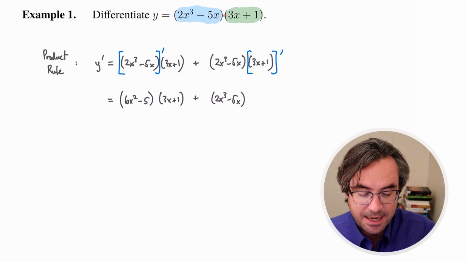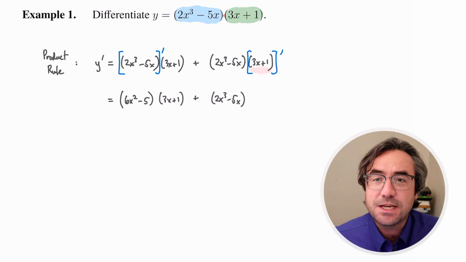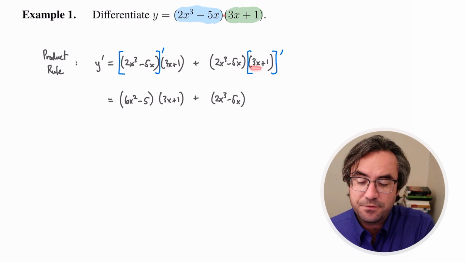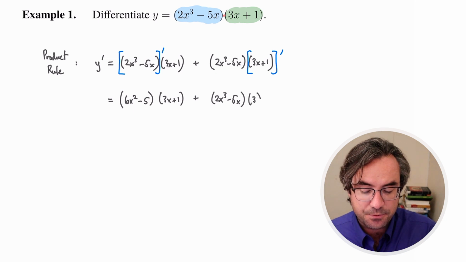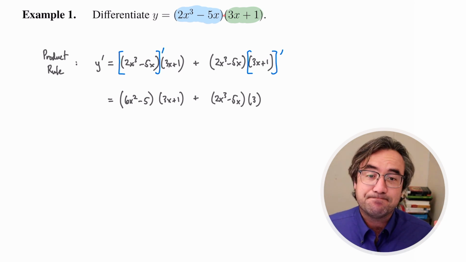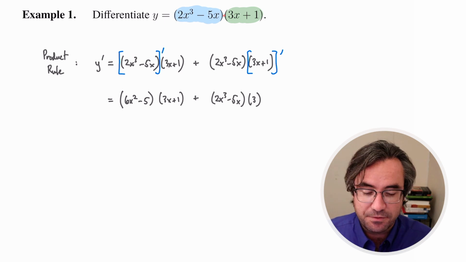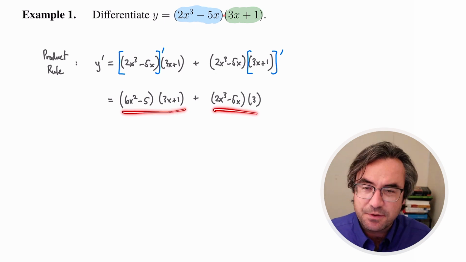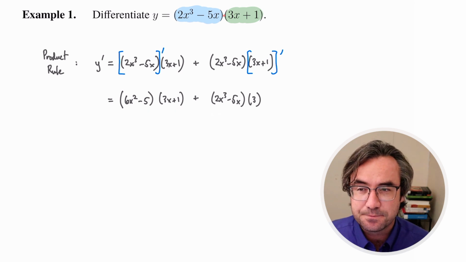So that stays the same. And then finally, we have to differentiate this 3x plus 1. Derivative of 3x plus 1 is just 3. And that's it. We're done. That's the derivative. Now, if we wanted to, we could simplify this down, but that's perfectly fine.